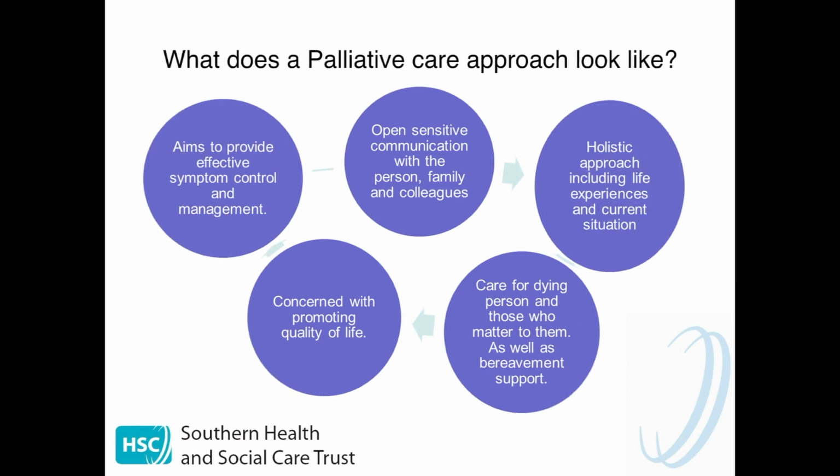So, what does a palliative care approach look like? This table shows the process. It aims to provide effective symptom control and management. It provides open, sensitive communication with the person, family and colleagues. It's a holistic approach, including life experiences and the current situation. It's concerned with promoting the quality of life. It's about care for a dying person and those who matter to them, as well as bereavement support.